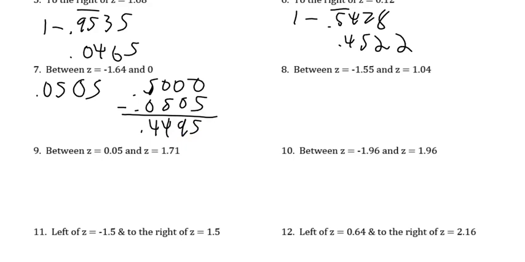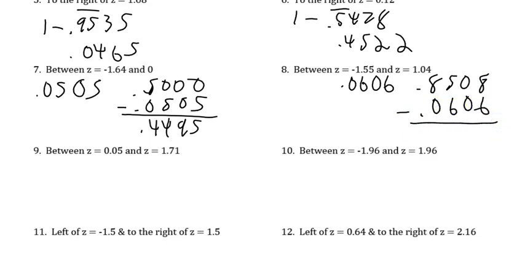All right, negative 1.55 and 1.04. You're going to go to negative 1.5 over 6 columns, and that's going to give 0.0606. And then 1.04, so 1.0 over 4 columns, 0.8508. All you're going to do is subtract these two, 0.0606, and that's going to give me 0.7902.